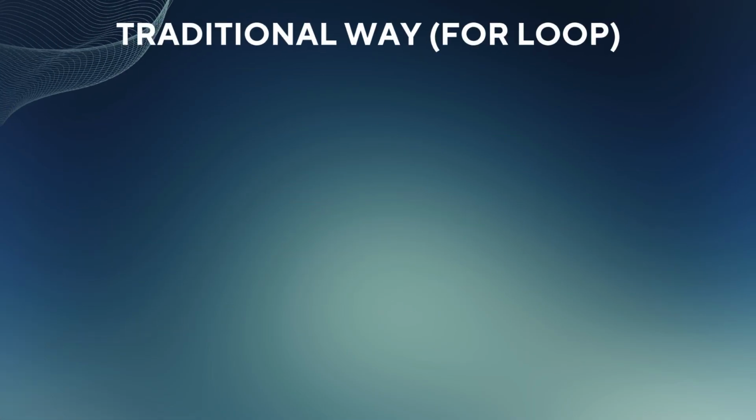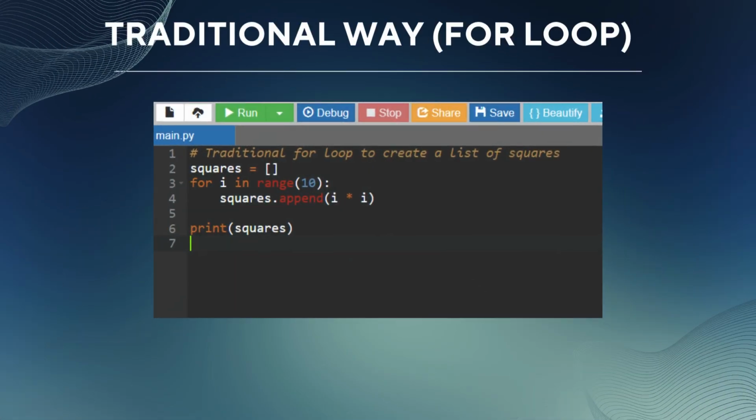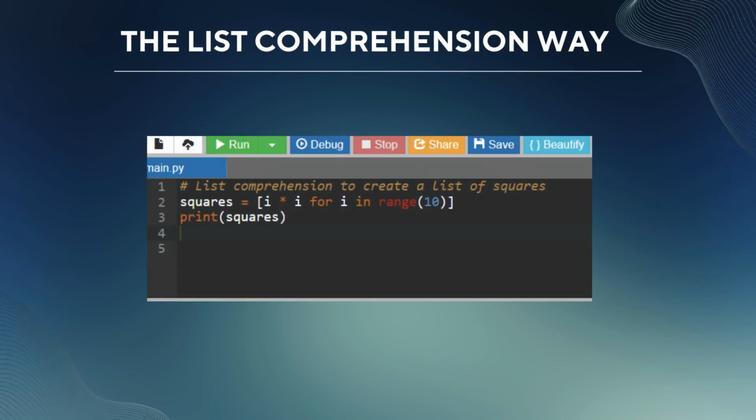Here's how we traditionally create a list of squares using a for loop. We start with an empty list, loop through a range of numbers, and append the square of each number. And here's the list comprehension version. As you can see, we create the same list of squares in just one line. It's much cleaner and easier to read.